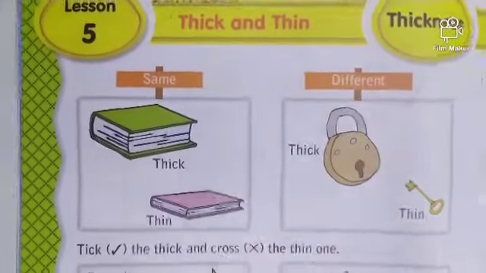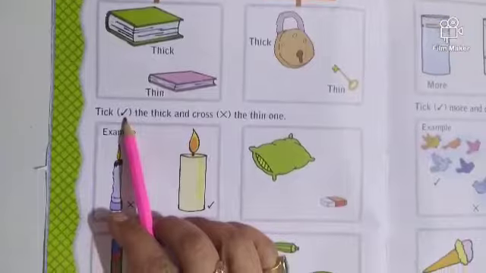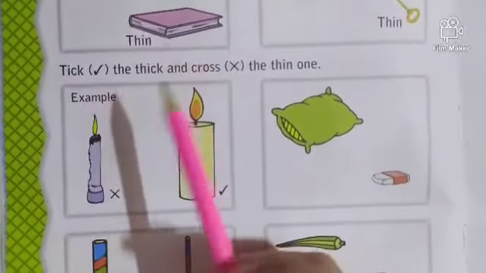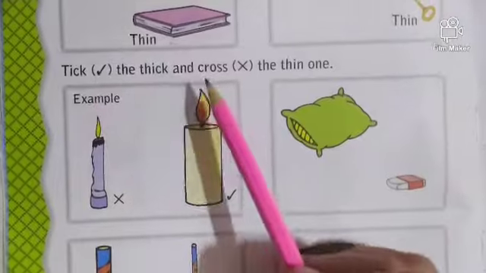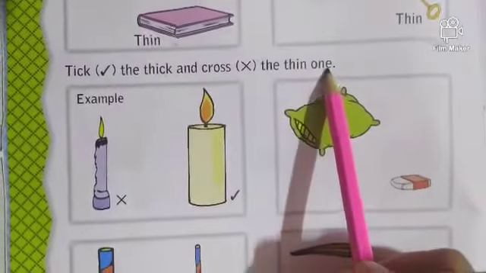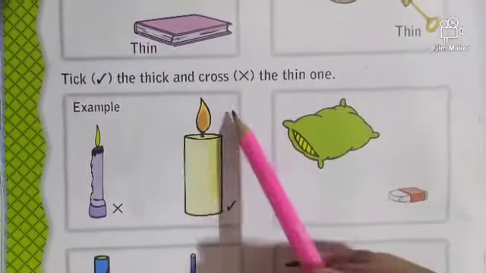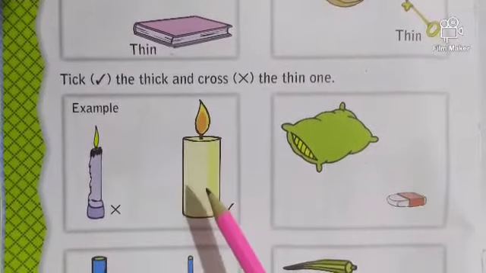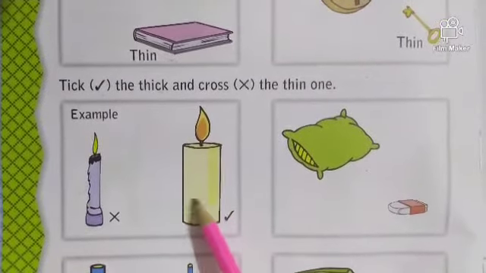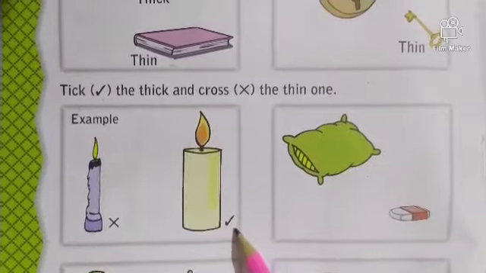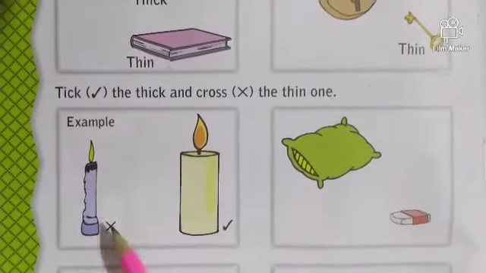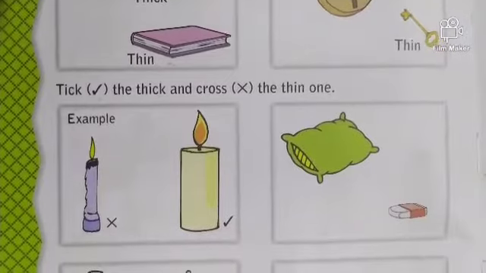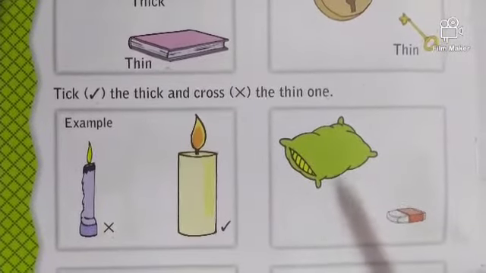Okay, now tick, write the thick. So, the thicker one, mota wala, we have to put right and cross for the thin one, or patle wale pe cross. Okay. So, see, one has done for you. This candle is thick. Moti hai wali candle. So, we put a right tick mark. And this is thin, patli hai. So, then we have to put the cross mark.